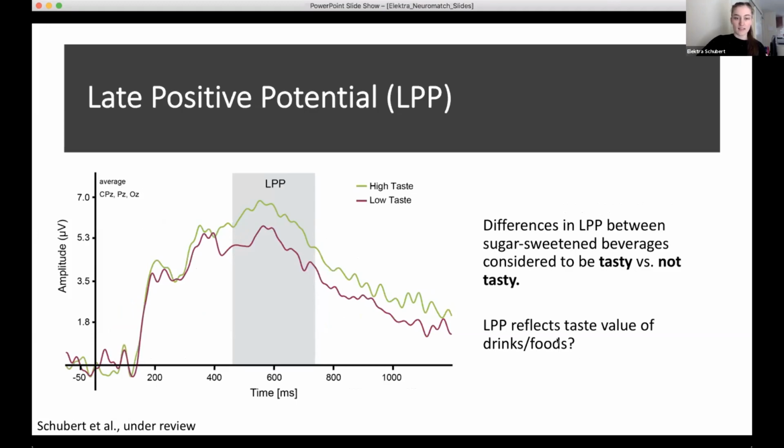In a recent study in our lab, we found a similar thing. We looked at differences in LPP amplitude between sugary drinks that people had rated as tasty compared to drinks they had rated as not so tasty. Similarly, we found that the LPP was higher in amplitude for the high taste drinks compared to the drinks that they rated as less tasty. So it seems like the LPP reflects the taste value or caloric value of foods and drinks. It seems that we might have information at a very early stage in the brain about the attribute of taste, but it's not so clear whether people also process health quite as quickly.